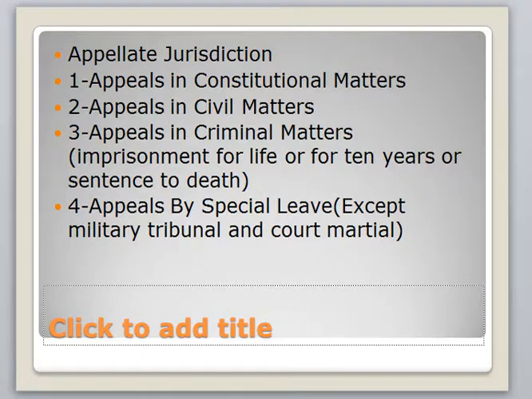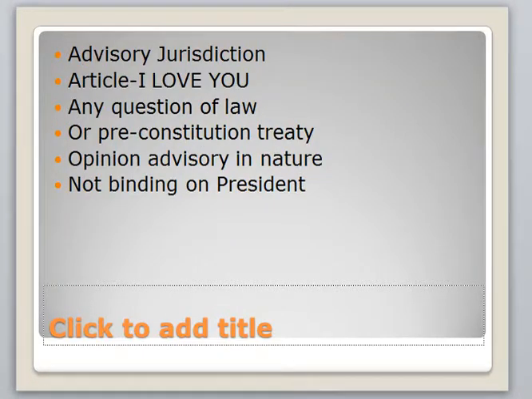Next point is advisory jurisdiction, that as we discussed earlier, Article 143. Under this, if there is a question of law or a pre-constitutional treaty, the President can ask the Supreme Court for its opinion on that particular case. And this, as the provision says, is advisory jurisdiction. That means even if the Supreme Court says whatever it says, the things said by the Supreme Court are not binding on the President of India. He can use his own mind. So this is nothing but the advisory jurisdiction.